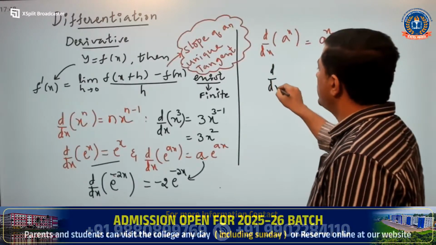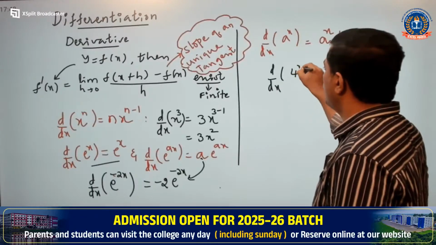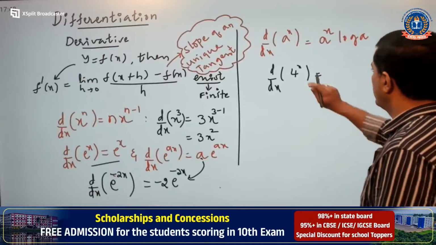Small problem: d by dx of, just take 4 raised to x. Okay, 4 raised to x again.